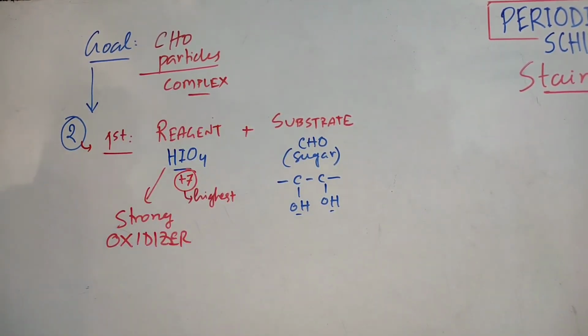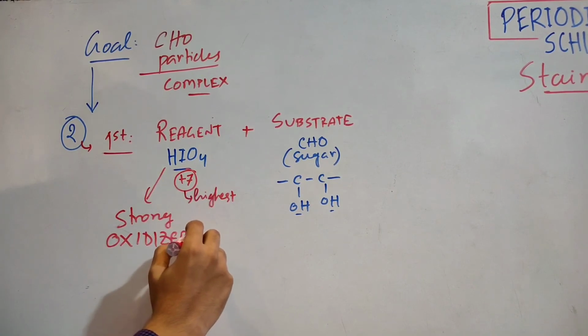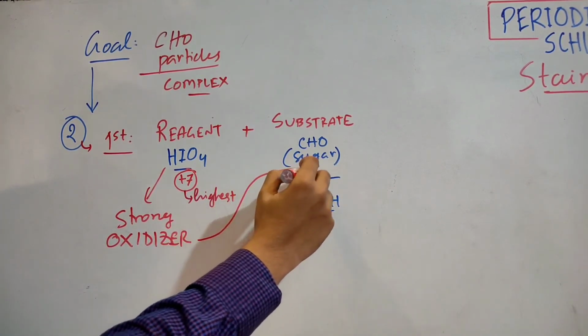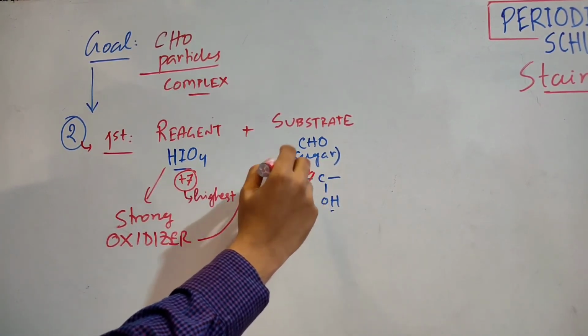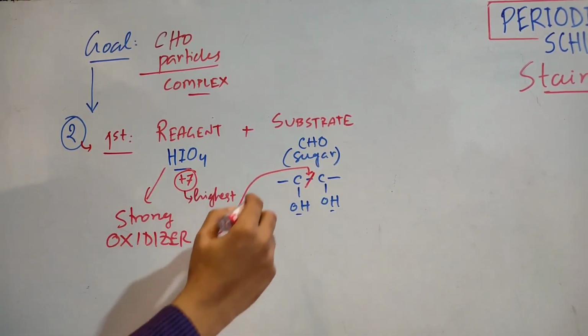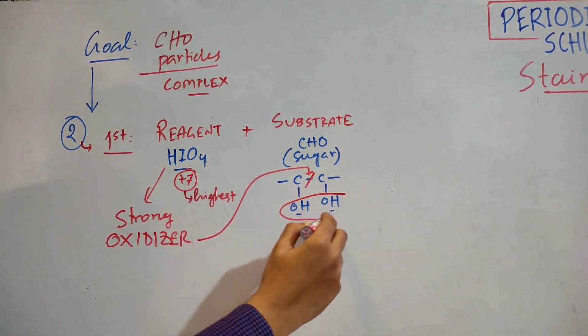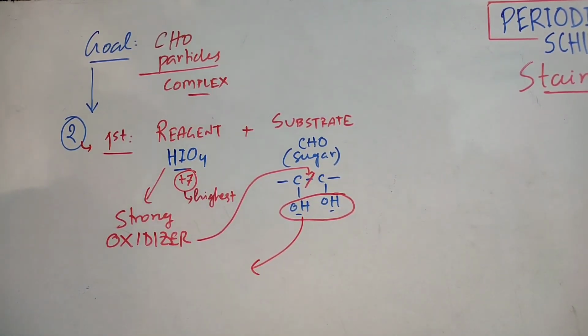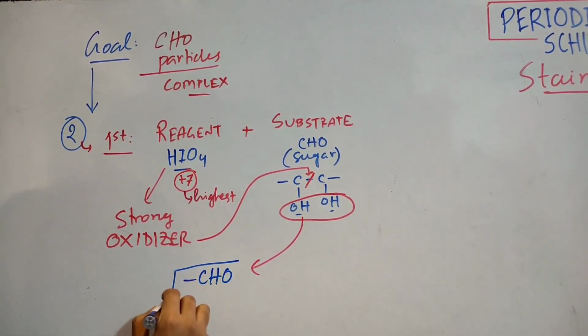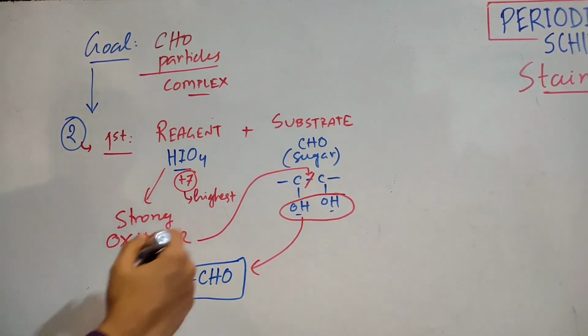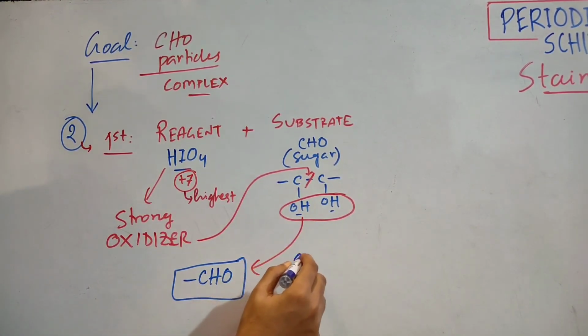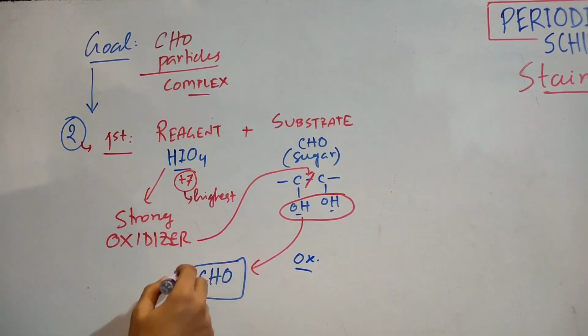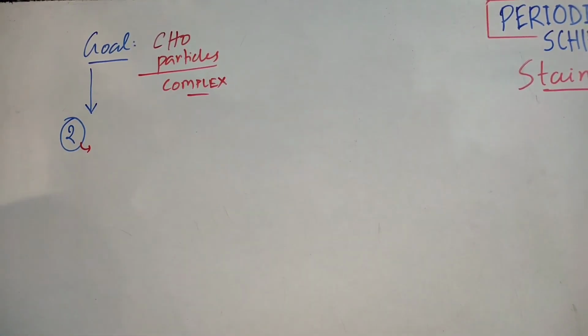So how will it do it? Firstly, the oxidizer will break this bond, right? This bond will be broken first by the oxidizer, and then the hydroxyl groups will be oxidized to a carbonyl compound, and in this case we will get aldehyde group. So the hydroxyl groups are oxidized to aldehyde. So that's our first reaction.